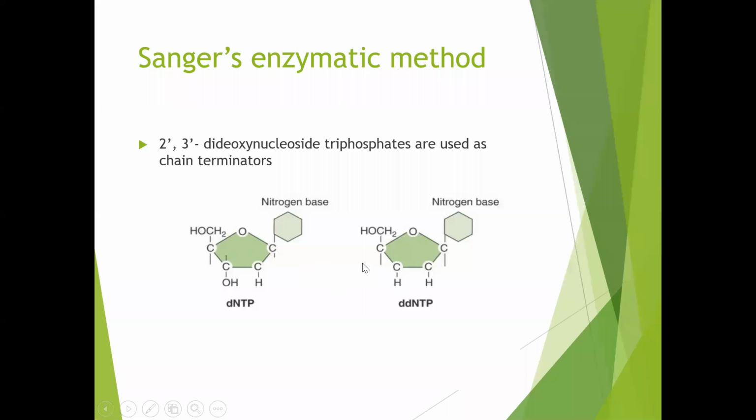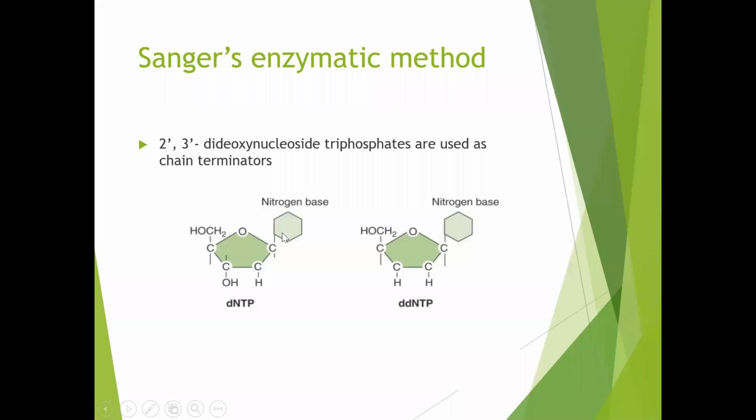But here we use dideoxynucleoside triphosphate. So what is the difference between dNTP and ddNTP? dNTP, which is the regular precursor we use for DNA synthesis, has a free hydroxyl group at the third position. 1, 2, 3. The third carbon will have a free hydroxyl group, and this is the group on which the next incoming nucleotide will get attached, isn't it?